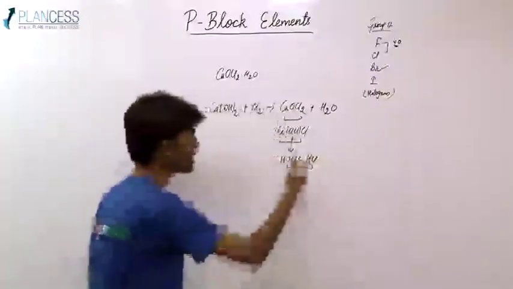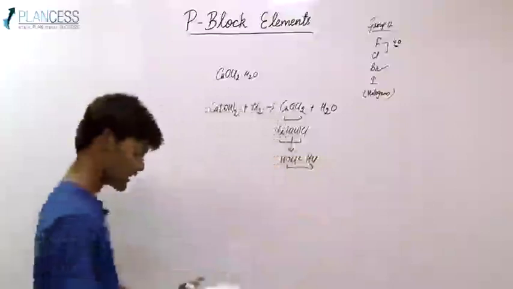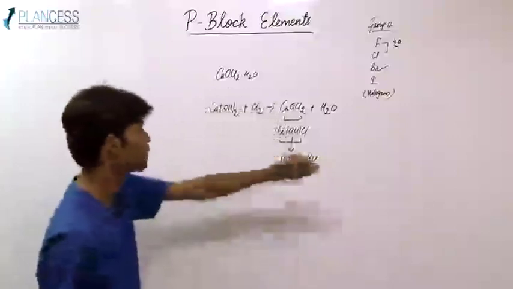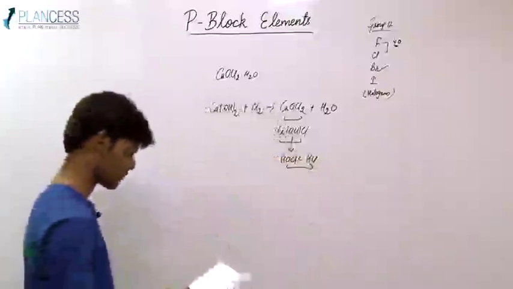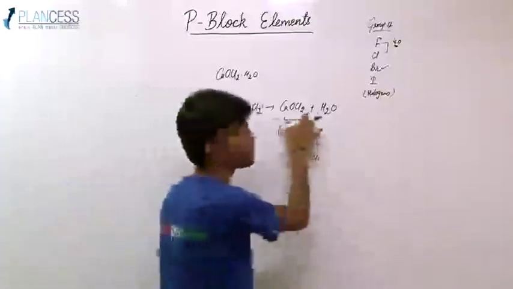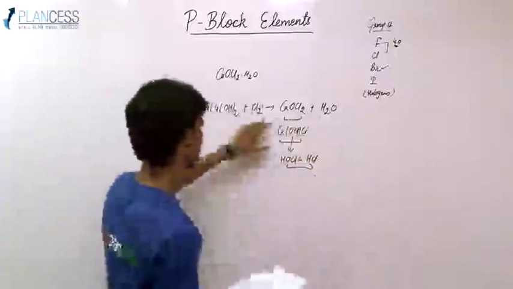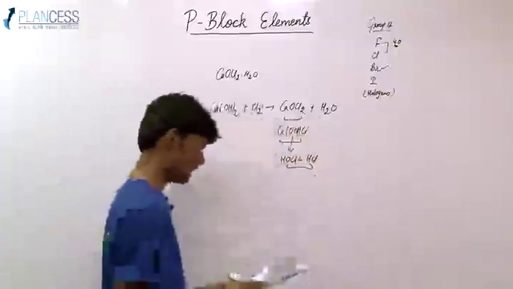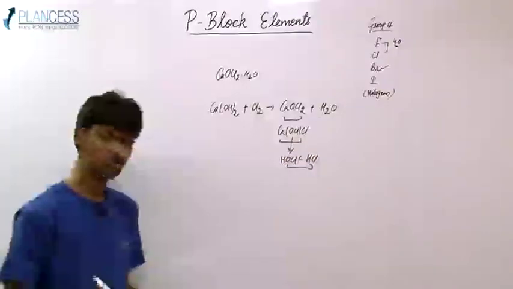So hypochlorous acid and hydrochloric acid, it is a mixed compound. It is a pale yellow powder. It has a bleaching action which we have talked about in S block elements also, so there is no need to repeat it again. So the next topic is the oxyacids of halogens.